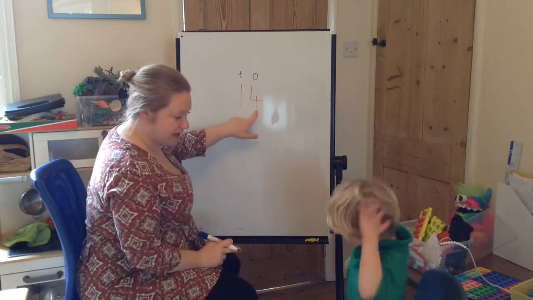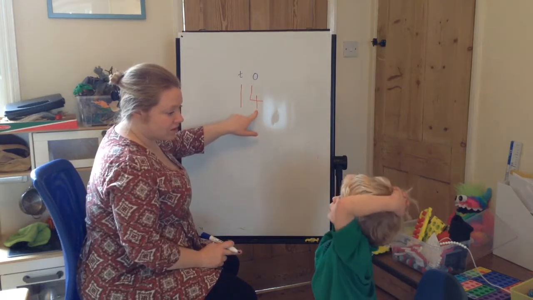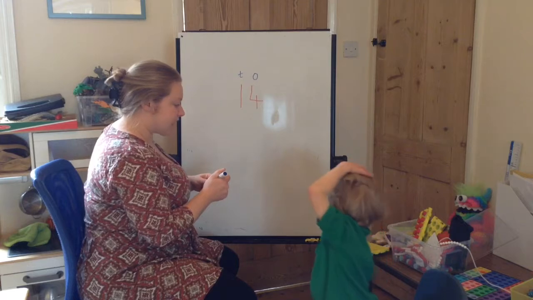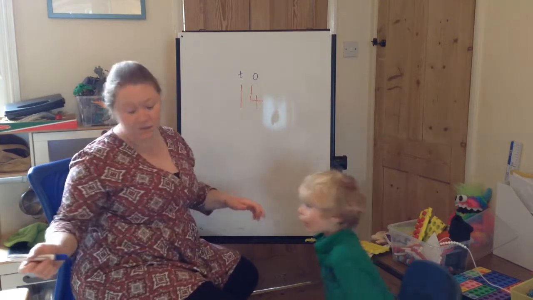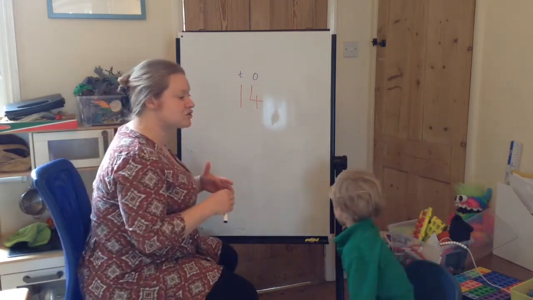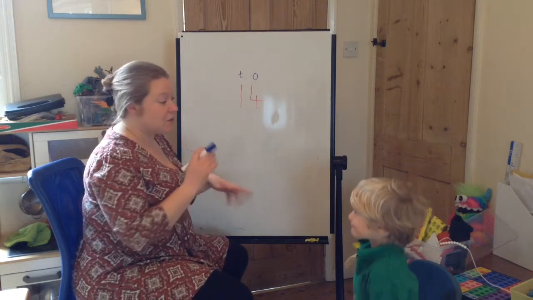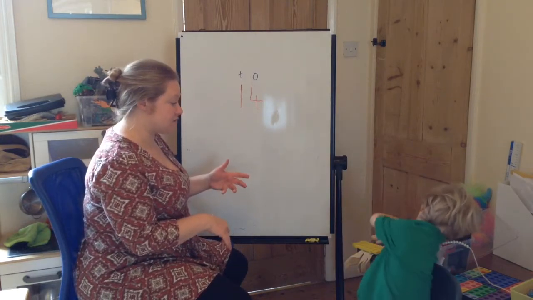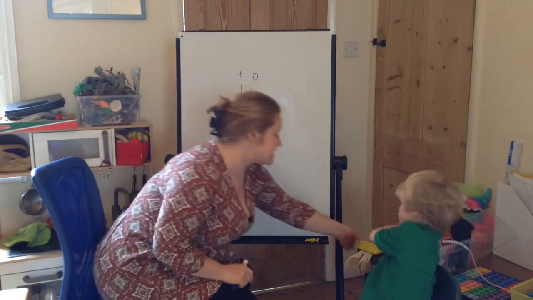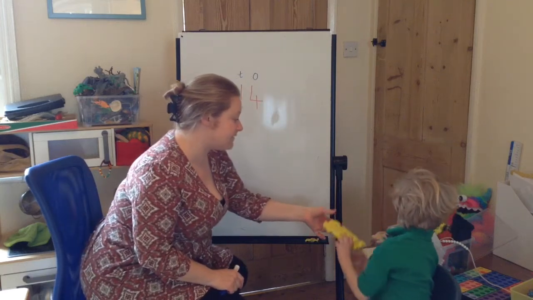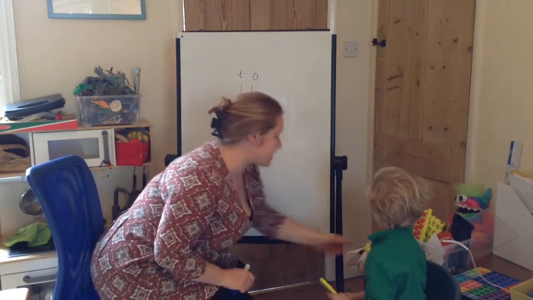Excellent. And what's this one here? 4 ones. 4 extra ones. Okay, so we're going to have a go at showing this in different ways. In the classroom, we've got lots of equipment that we use to show this. We can use some of that equipment this morning. Isaac, can you start filling up that tens frame for me, please? I need 14 made, 10 and 4 extra ones.